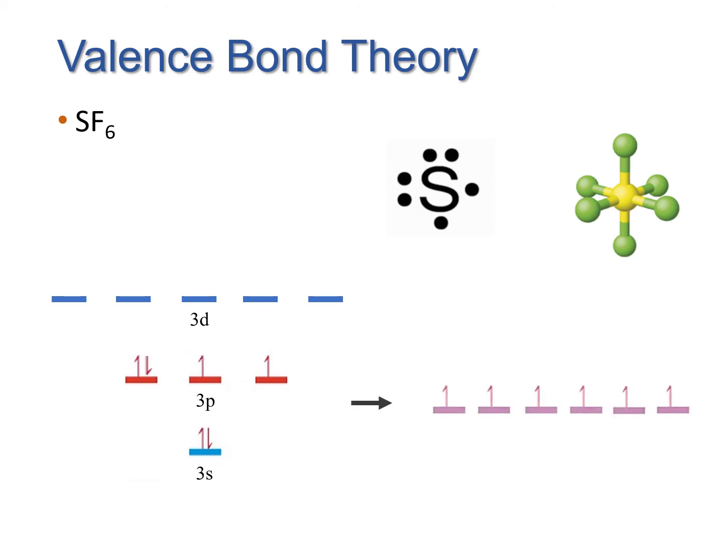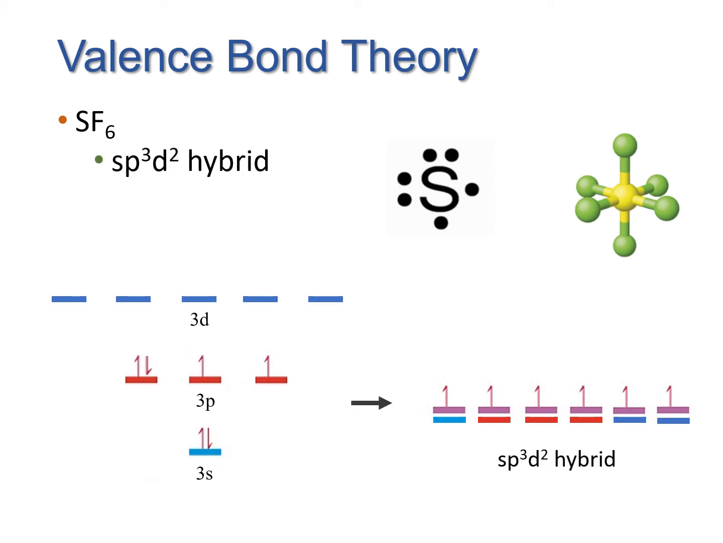When sulfur hybridizes, it creates 6 hybridized orbitals, or it can, and in this case it does. One of those orbitals is coming from s, 3 of them are coming from p, and in this case we've recruited 2 from the d suborbital. And as a result, the hybrid that we've created here is an sp3d2 hybrid.